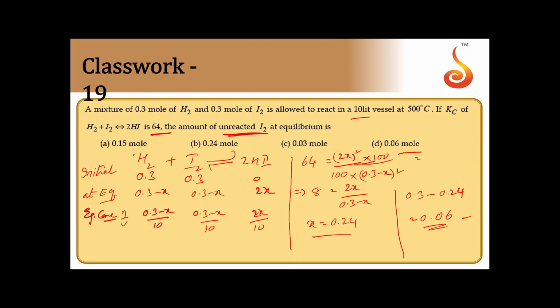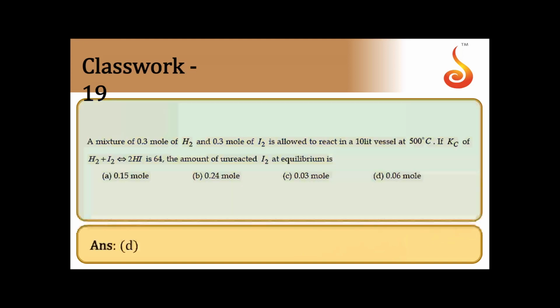So we have taken the equation H2 plus I2 giving us 2HI. Initial moles are 0.3 and 0.3, which are given to us. For equilibrium moles, assume that x moles are reacting, so minus x and minus x, and 2x will form. Volume is given as 10 liters, so dividing throughout by 10 to get the concentrations. Then we took the Kc value given as 64 and did the substitution. Finally, on simplification we got the value of x as 0.24, and from x we got the unreacted iodine: 0.3 minus 0.24, 0.06 is the answer. So the answer is option D.